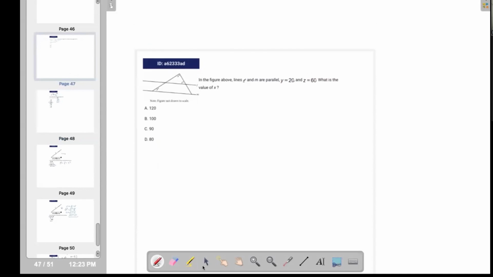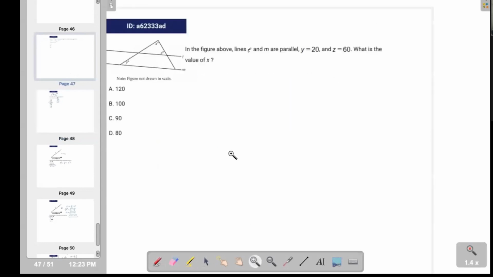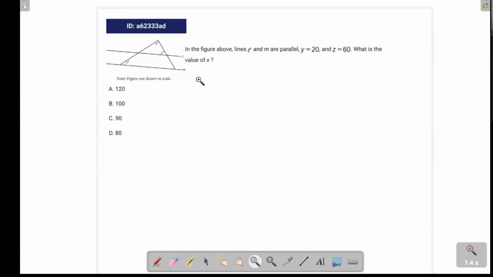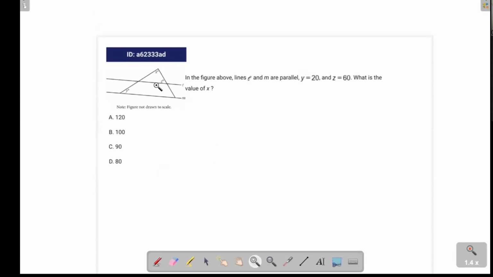Okay, let me zoom into this one. Is this good for you all? I think it should be. All right, so we have this figure. In the figure above, lines, I think that's L and M, are parallel. Y equals 20 and Z equals 60. Oh, what was the answer for the last problem? It was B. And what is the value of X?